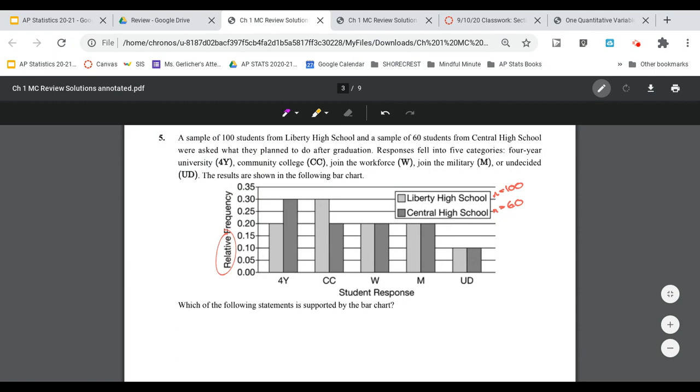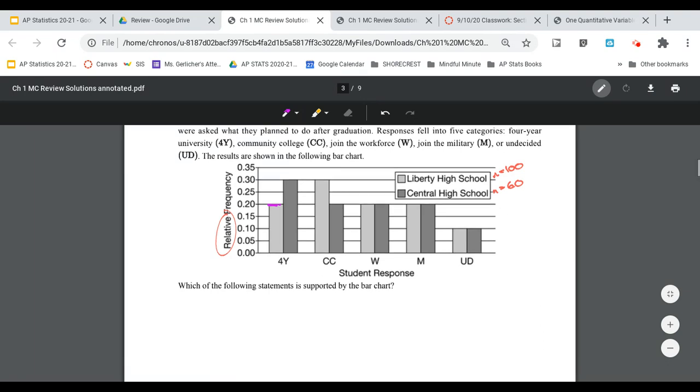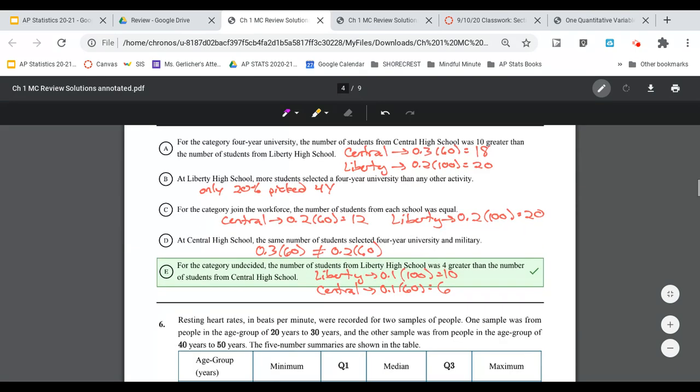Okay, so for question 5, again, they gave us relative frequency, but this time they did tell us the total number of students. We know there's 100 students at Liberty High School and 60 at Central High School. So we were able to calculate actual numbers from that. Like 4-year at Liberty High School would be 20% of 100, or 20. So we did have the ability to actually calculate numbers here. So again, it's just a lot of work. I had to go through each problem and figure out the actual number based on the chart. You're just pulling information out of the chart and seeing which one actually gave us an accurate statement. And it was E.